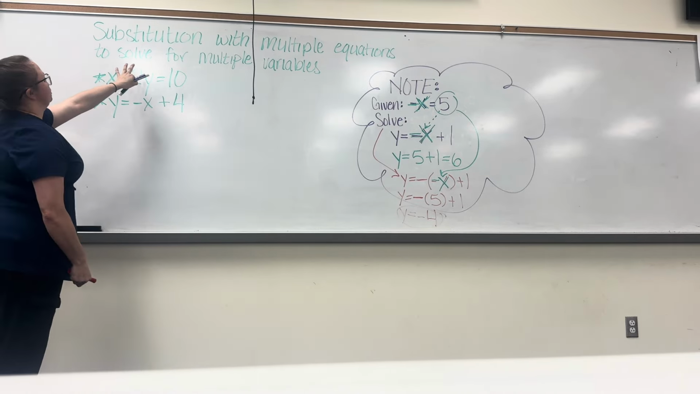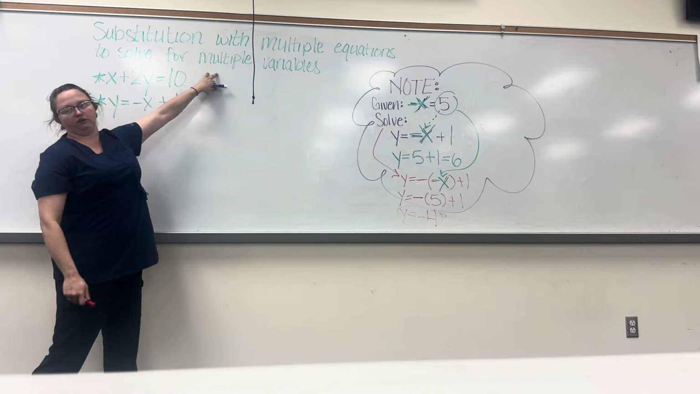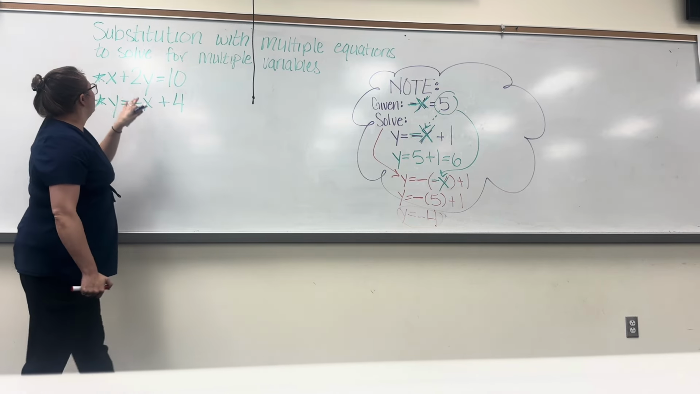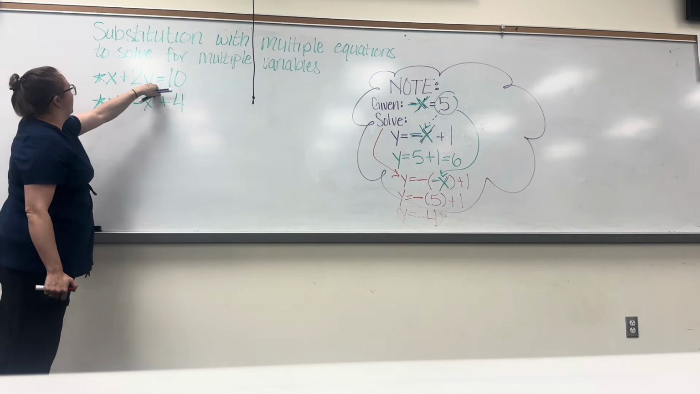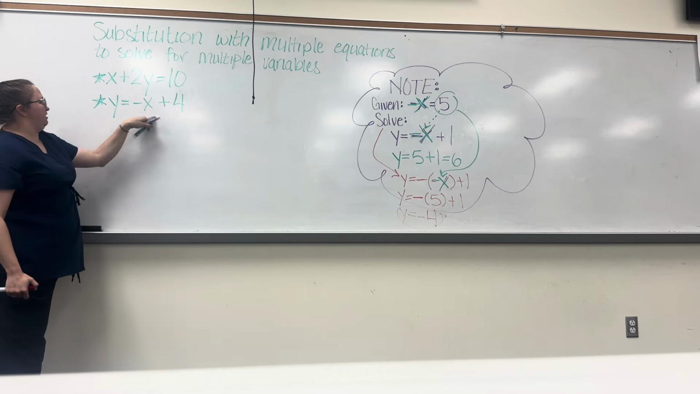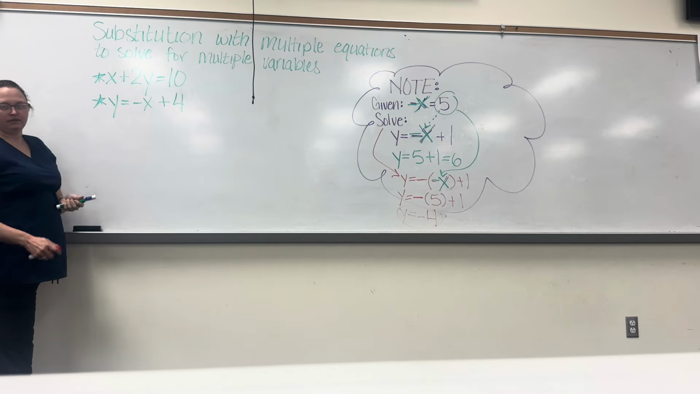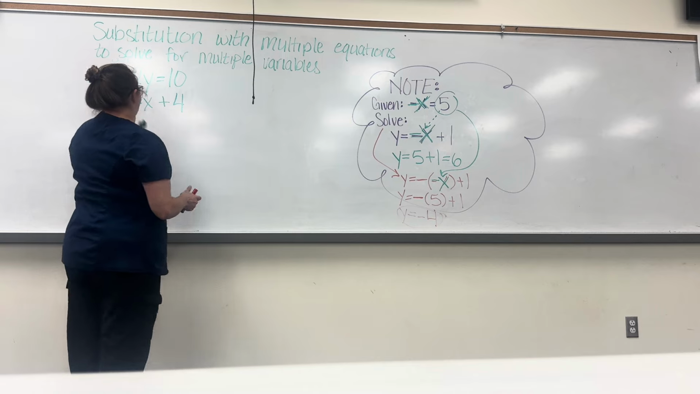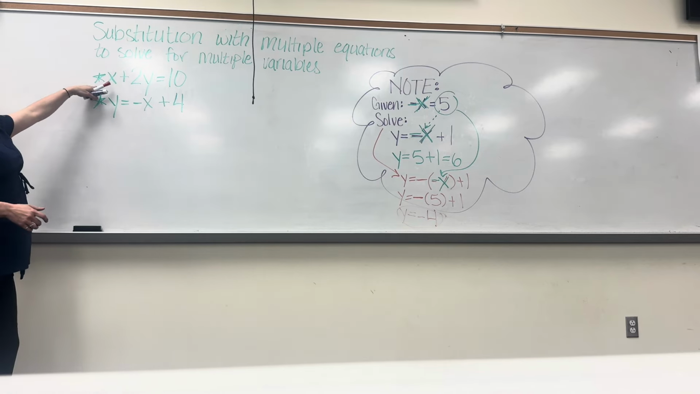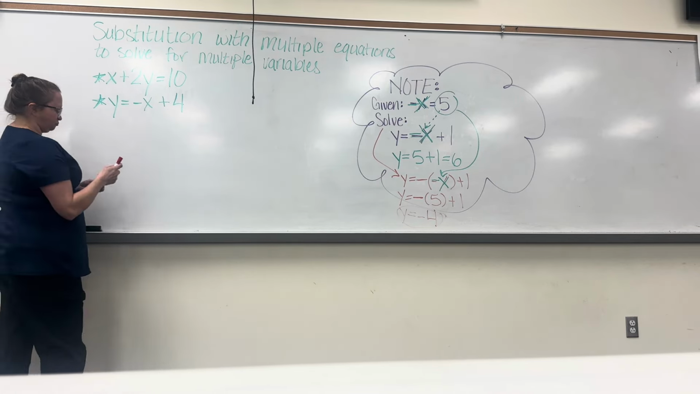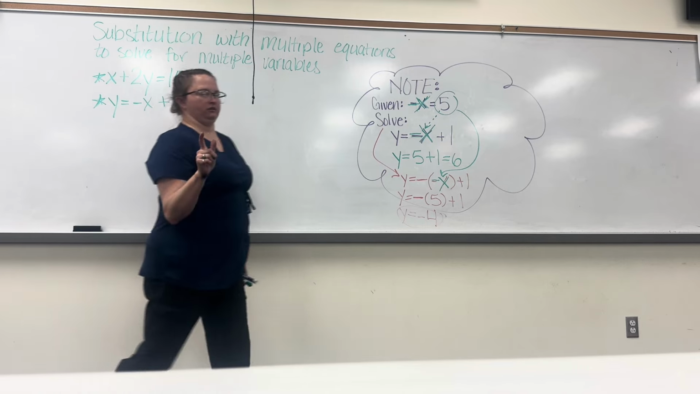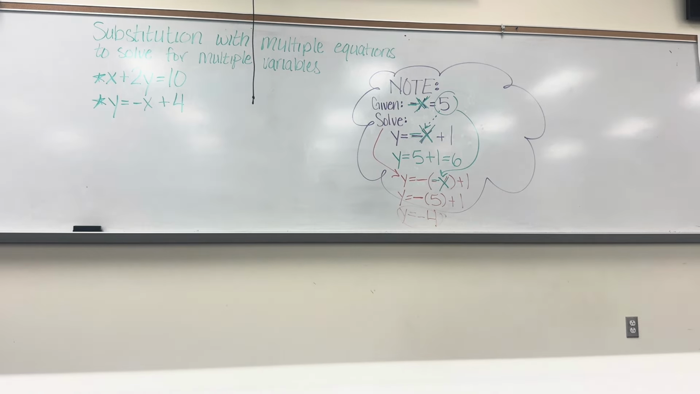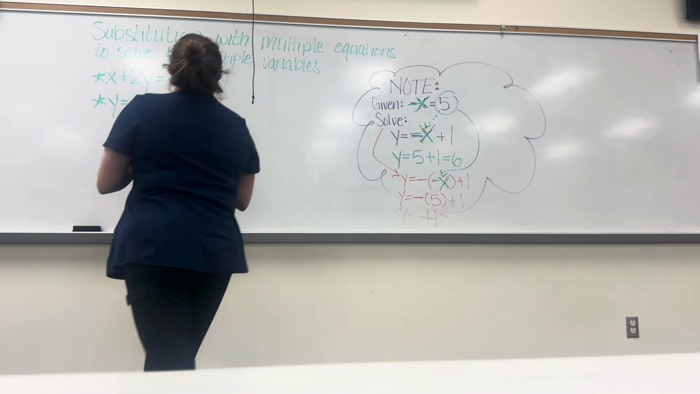Substitution with multiple equations to solve for multiple variables. Multiple variables. We have an x and a y, and we have an x and a y. So we're going to go with our first equation, x plus 2y equals 10. And actually, let me make sure that you can see this over here. Yeah, you can. Okay. All right.